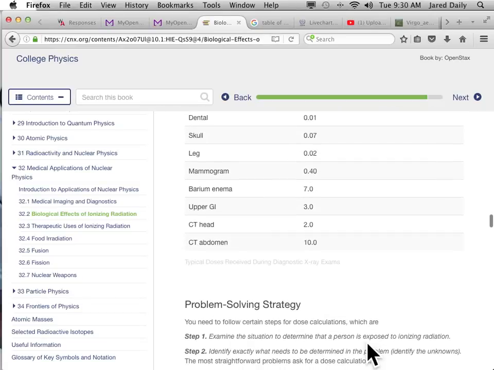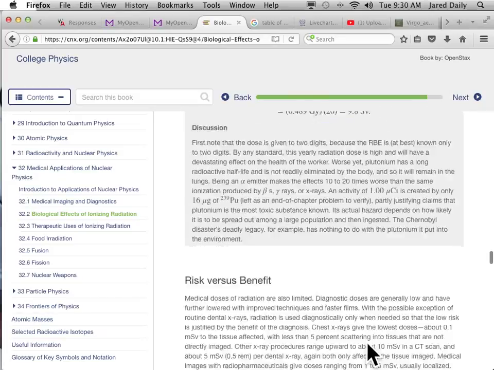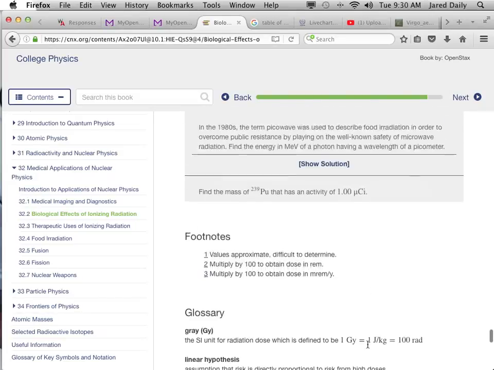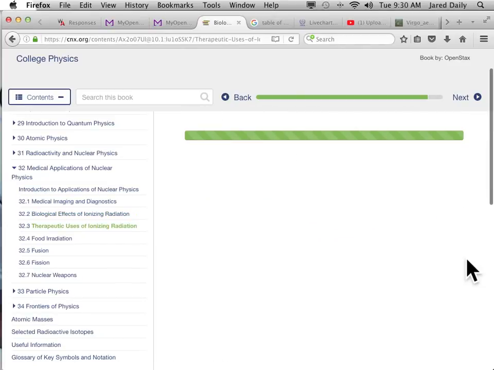So in hospitals they have all kinds of ideas of how much, we talked about that at the hospital. Let's go learn about something else here.